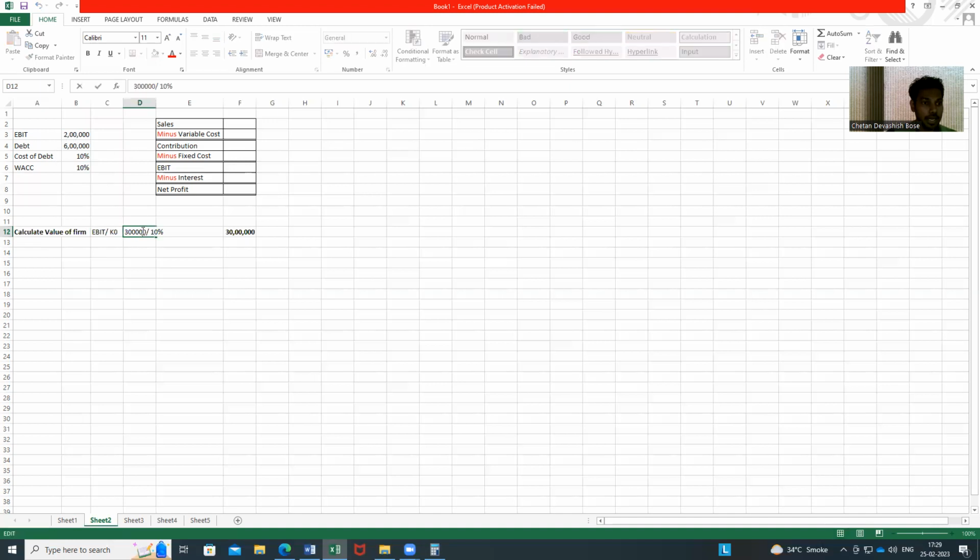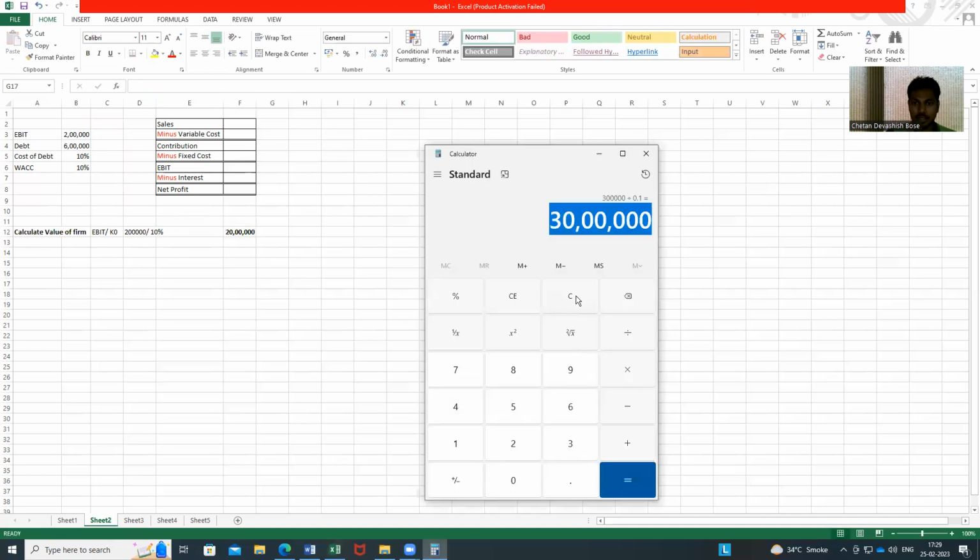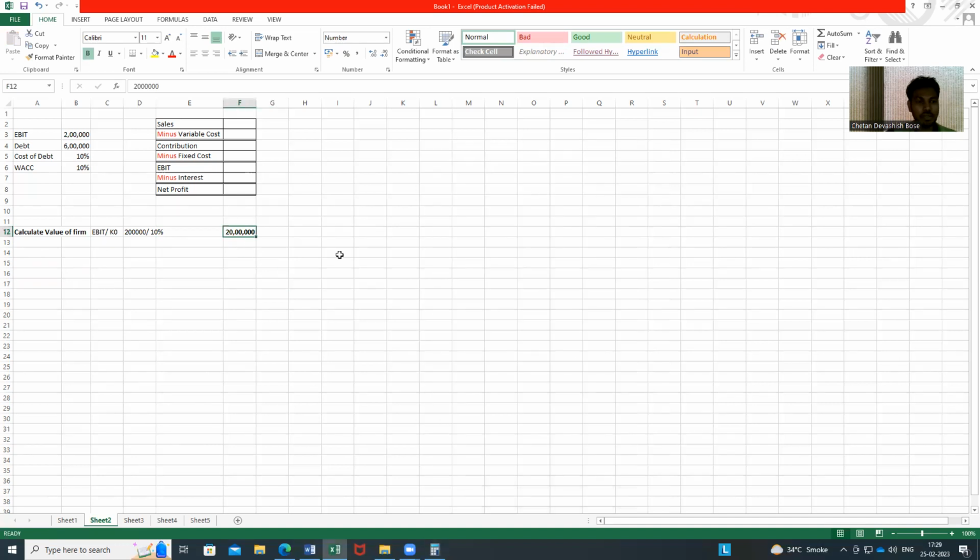Here EBIT is 2 lakh. So I would be using 2 lakh divided by 10%, that is weighted average cost of capital, which will give me 20 lakh rupees. Let us see with the help of the calculator. 2 lakh divided by 10% gives 20 lakhs. So this is how it is. Very simple to calculate the value of firm from the operating income approach.